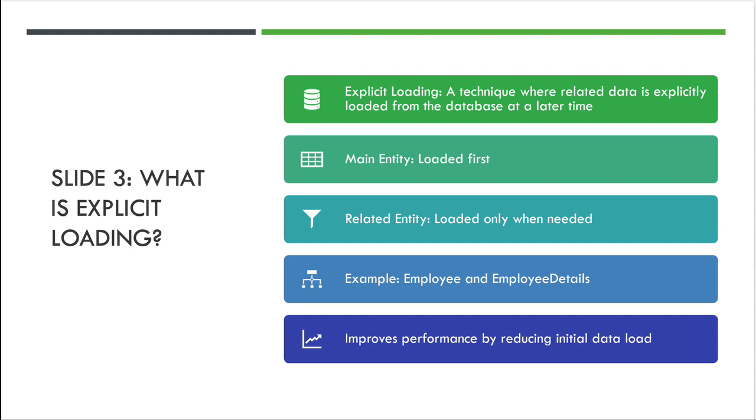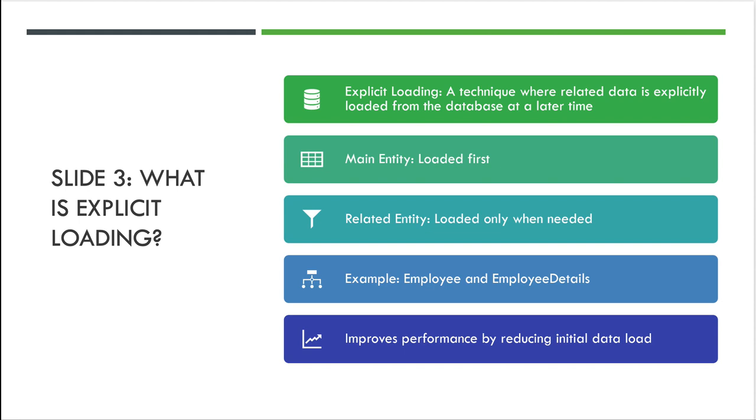So you will wonder, what is explicit loading? Explicit loading is a technique where related data is explicitly loaded from the database at a later time, instead of automatically with the main entity. So in other words, related data is not loaded with the main entity, but can be loaded later when required.